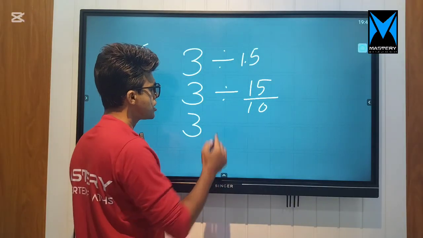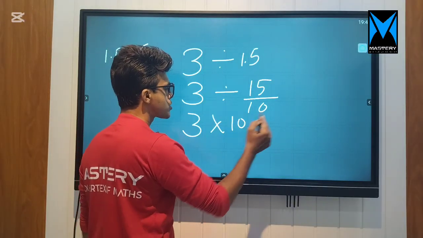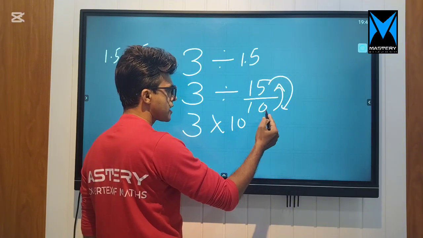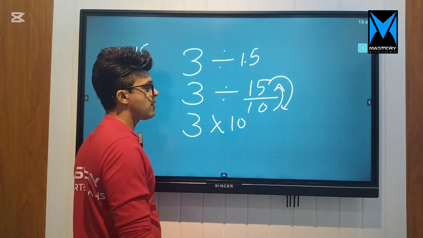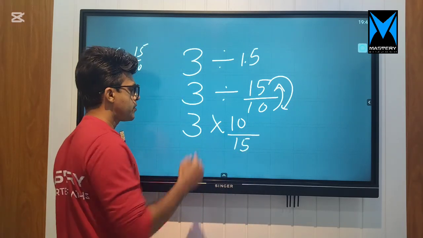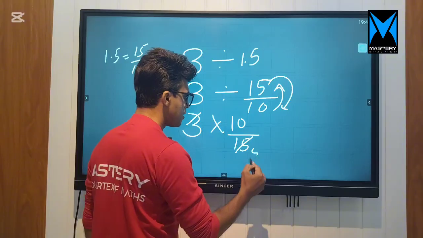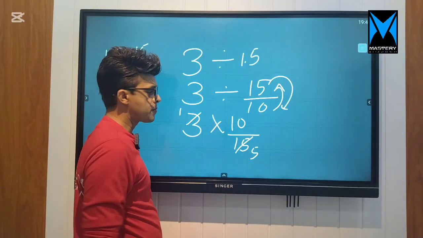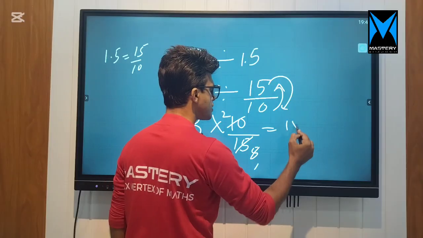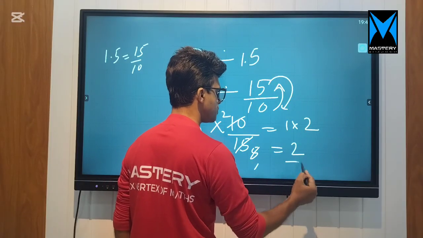Then this division becomes multiplication. The denominator value goes to the numerator, and the numerator value goes to the denominator. Now this can be simplified as 1 times 5 times. Again, this 10 and this 5 can be cancelled out, that gives 1 times 2 times. Now 1 into 2, the answer is 2.